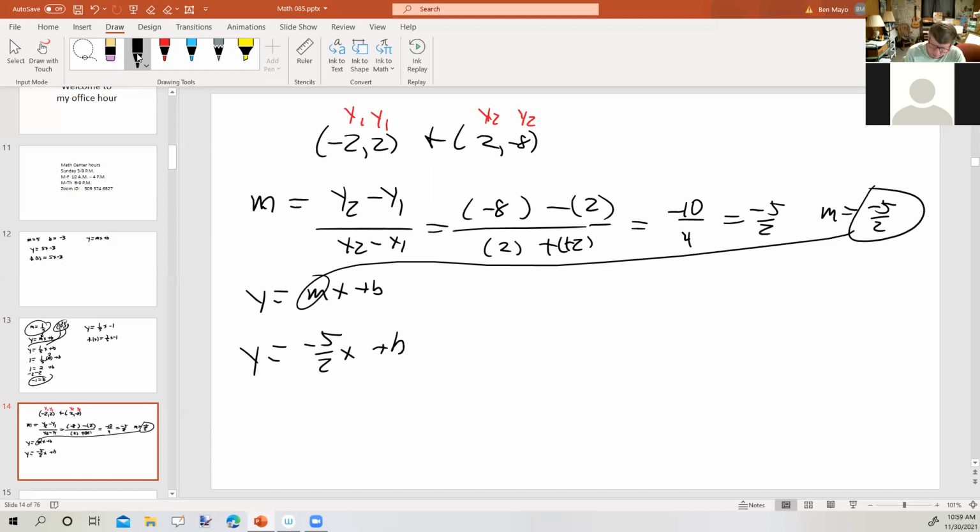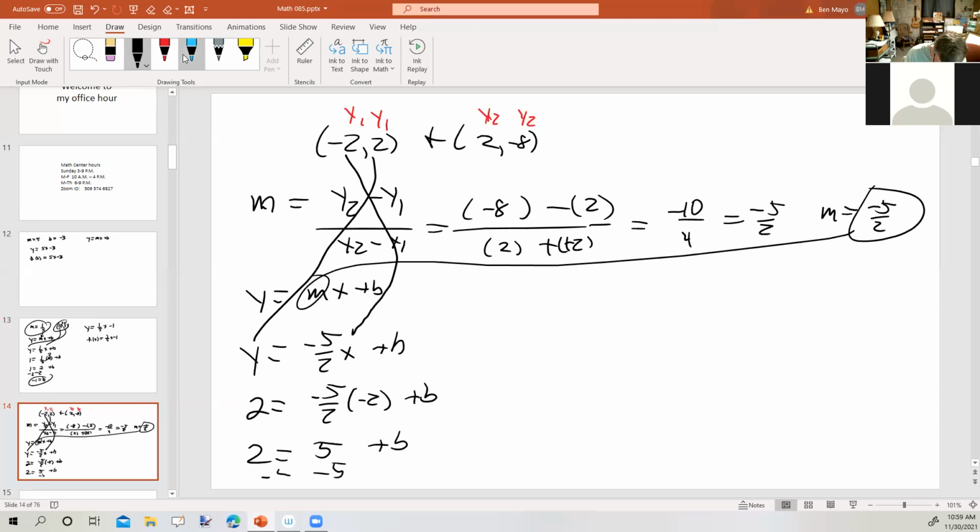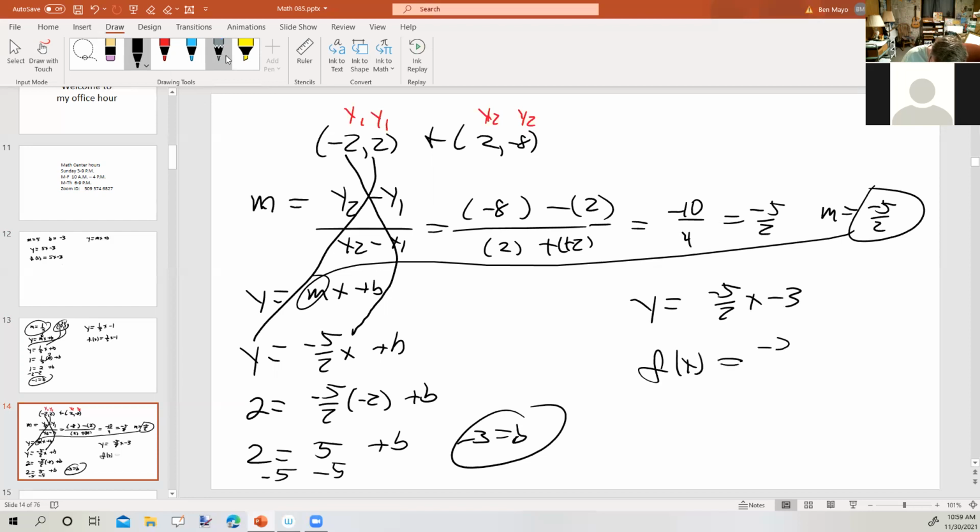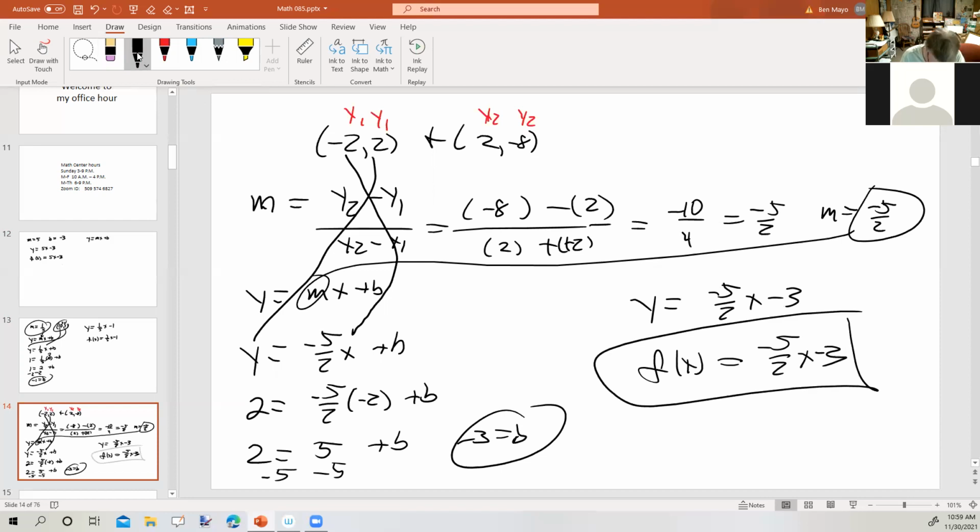Now we can take either one of the ordered pairs. I'll use the first one. That goes in for x and that goes in for y. 2 equals -5/2 times -2 plus b. 2 equals 5 plus b. Subtract 5, b equals -3. So y equals -5/2 x minus 3. f of x equals -5/2 x minus 3. Okay, let's see here.